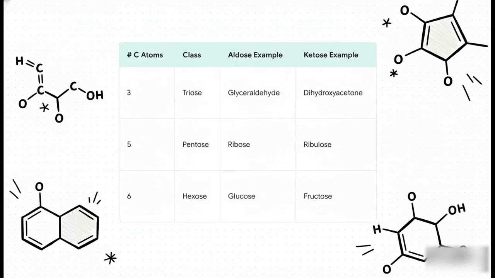And here's where it gets really powerful. We can combine these two labels, its functional group and its size. For example, ribose is a 5-carbon aldose, an aldopentose, and it's the literal backbone of RNA. Glucose, a 6-carbon aldose, an aldohexose, is our body's primary fuel. And its cousin, fructose, a 6-carbon ketohexose, is the sugar we find in fruit. See, this simple little grid helps us organize a whole universe of incredibly important molecules.